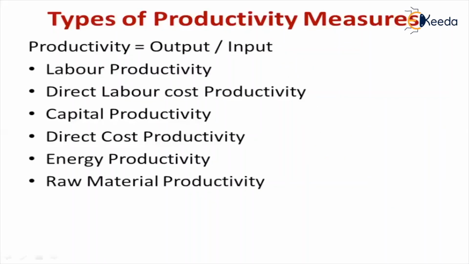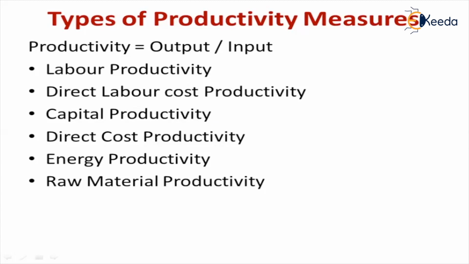So what is meant by productivity? We have seen it already. It is the ratio of output to the input. The output may be the number of products or it may be a monetary value, anything. The input is the resources that we are going to use. So ultimately, for whatever resources we use, we need an output.